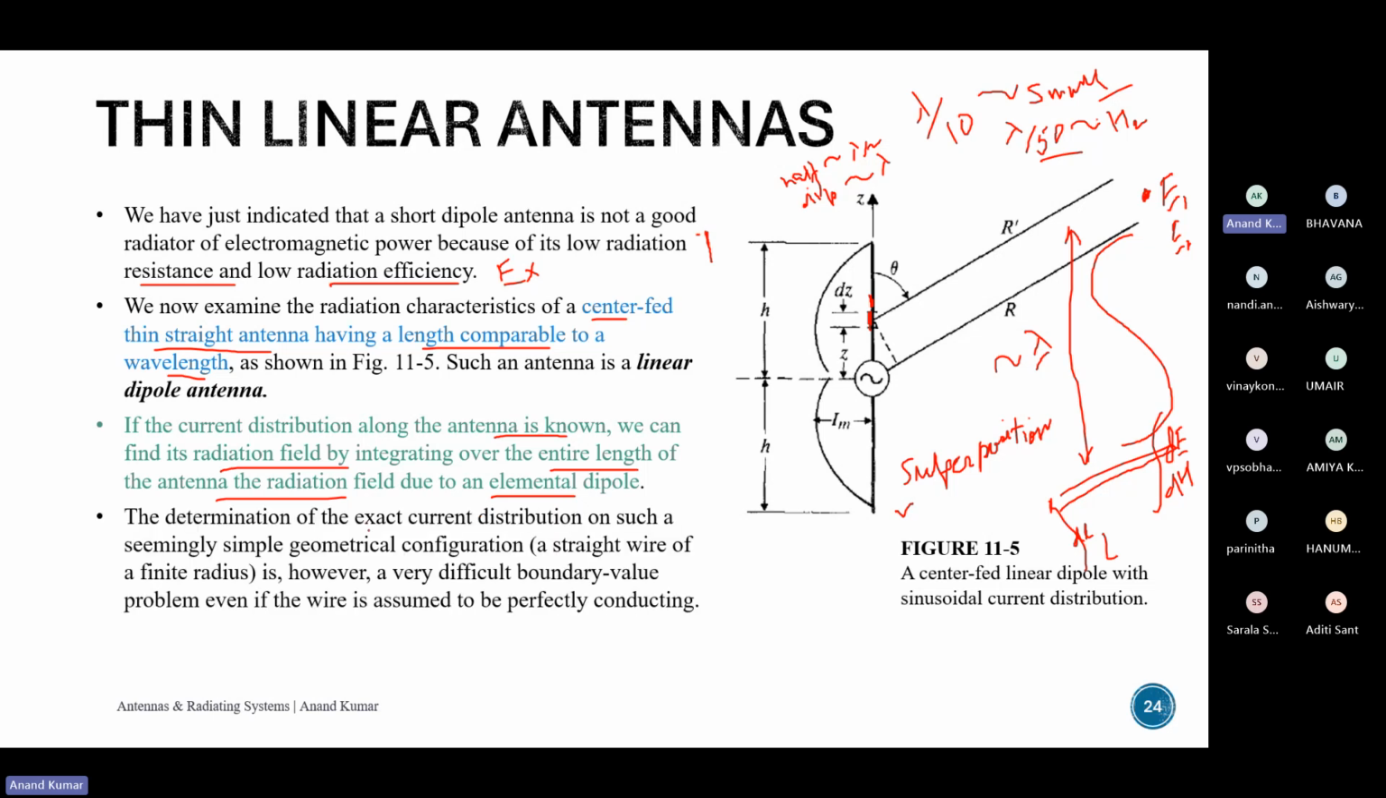The determination of the exact current distribution on such a seemingly simple geometrical configuration, a straight wire of finite radius, is however very difficult. As I said, finding out how the current is distributed along this dipole is very difficult. And even if we have that relationship, the boundary value problems will be very difficult at the edges. Wherever we have boundaries, that will create issues.